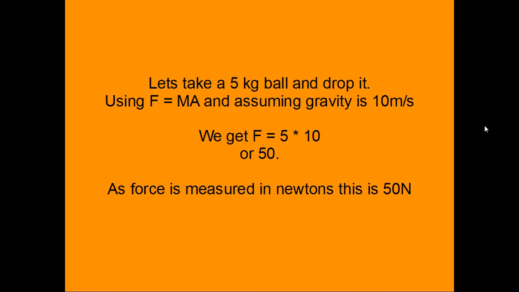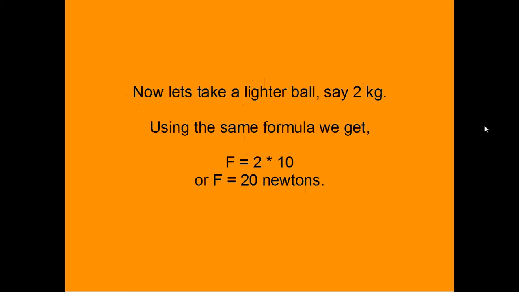Not really that important. Let's take a 5 kilogram ball and drop it. Using F equals ma, and assuming gravity is 10 meters per second, we get F equals 5 times 10, or 50. As force is measured in newtons, this is 50 N, or 50 newtons.